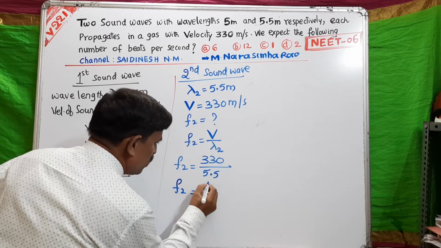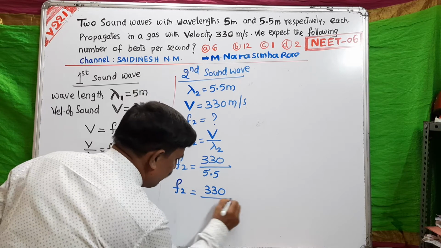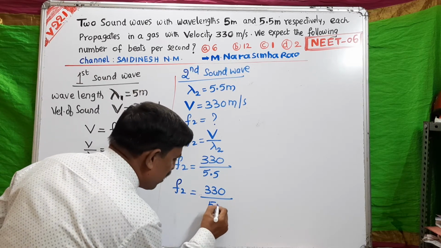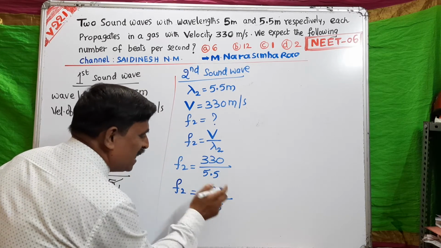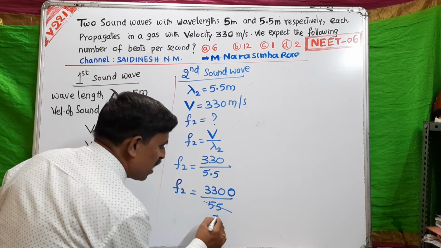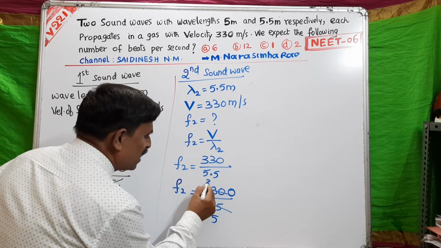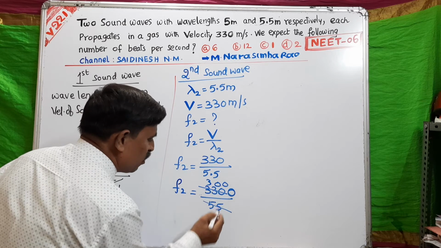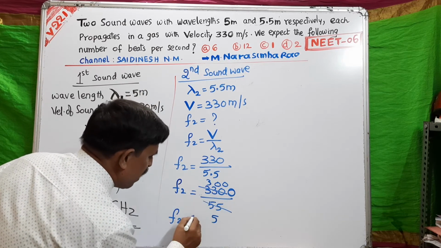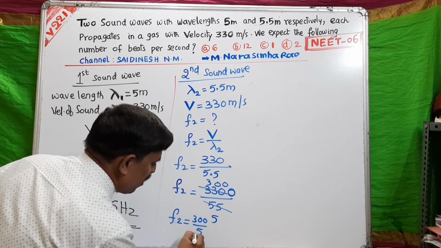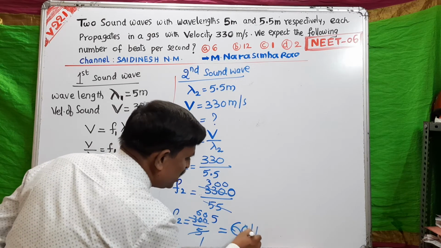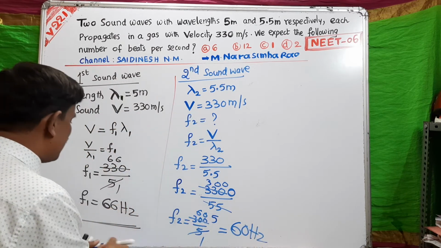F2 is equal to 330 divided by, I am eliminating the decimal point, 55. After the point 1 digit, I am writing 10 in the numerator. 11 5 is 55, 11 3 is 33, 0 0. F2 is equal to 300 by 5. 5 1 is 5, 5 6 is 30, 0. 60 hertz.